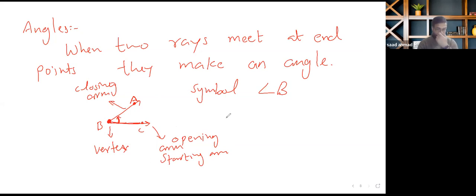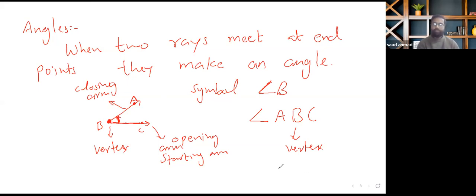Sometimes we cannot just use one letter to represent the angle. Sometimes it can be confusing, so we can also use three letters. Let's say A, B, C. The center one represents the vertex, and then A and C. This is also representing the same angle. Why do we use that?